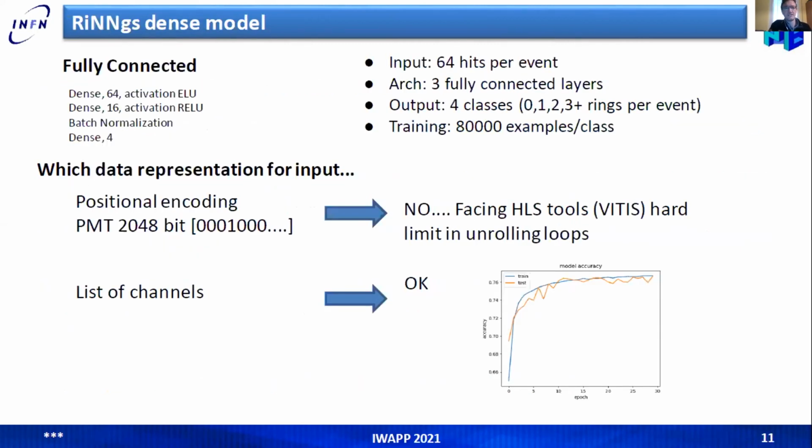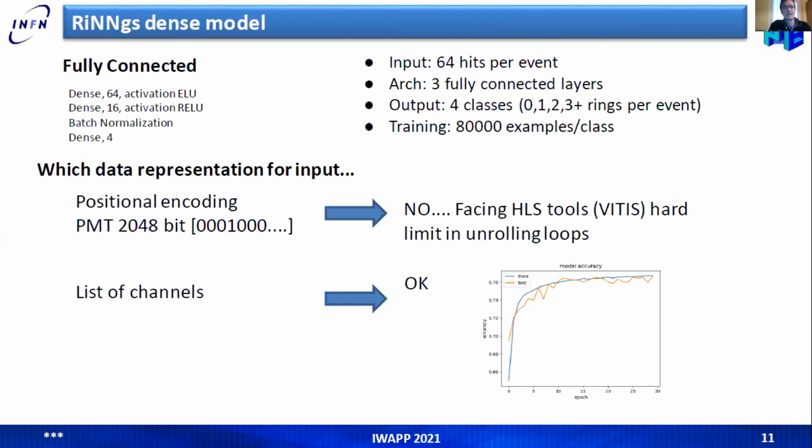I presented this one, the very simple model with some dense layers, with which we want to identify four classes: no ring, one ring, two rings, more than three rings. We trained the model with TensorFlow, and then we processed it to import this network on the FPGA, and this is what Matteo is going to detail in the next talk.